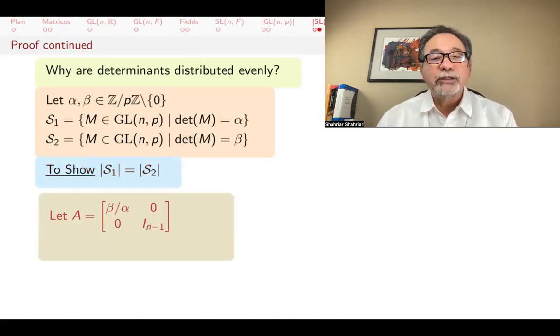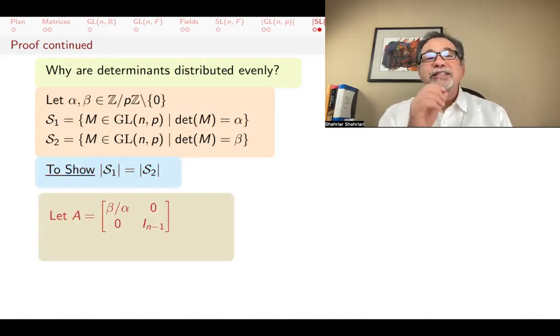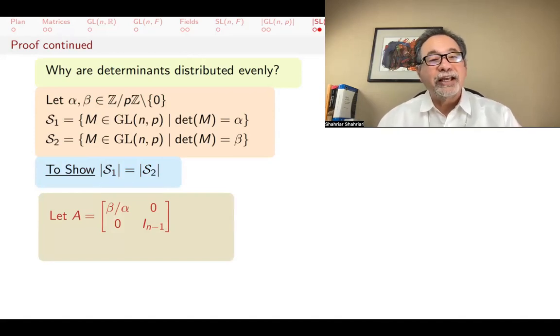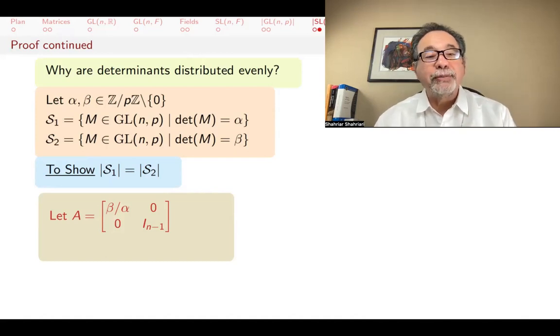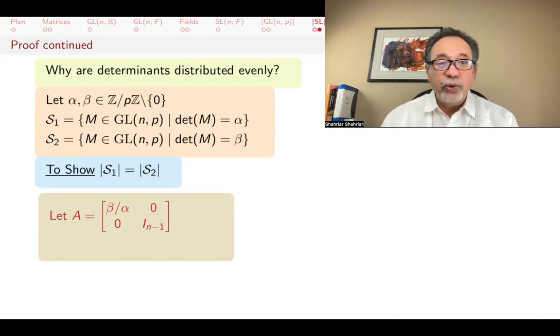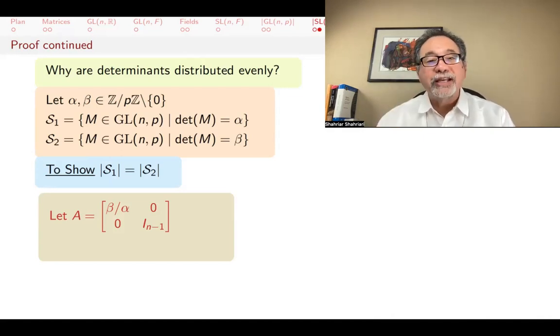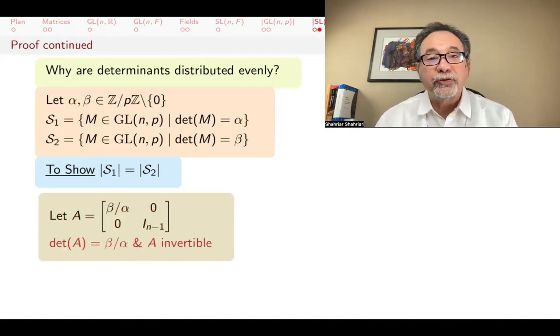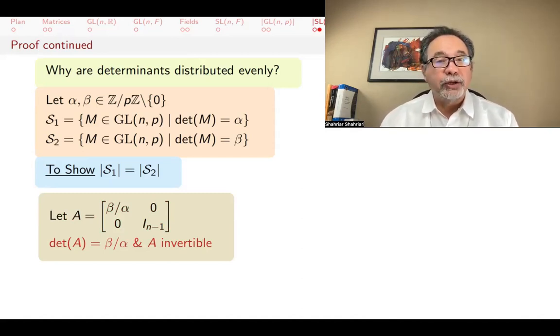The way we are going to do that is by focusing on this matrix A, which is a diagonal matrix. In the top left corner, it has beta over alpha. Beta and alpha are elements of Z mod pZ, and Z mod pZ is a field, and therefore you can take beta and divide it by alpha and get an element of Z mod pZ. Everywhere else on the diagonal is ones. That diagonal is mostly ones, except for this one entry that's different. Now, this matrix A has determinant beta over alpha, because it's a diagonal matrix, so the determinant is just the product of the diagonal elements, and it's invertible because its determinant is not 0, because beta was not 0.